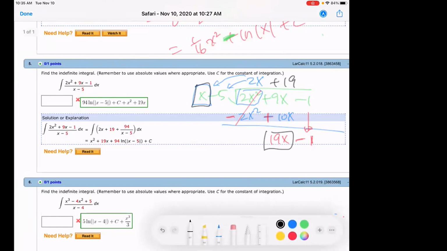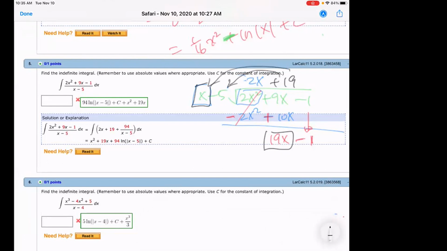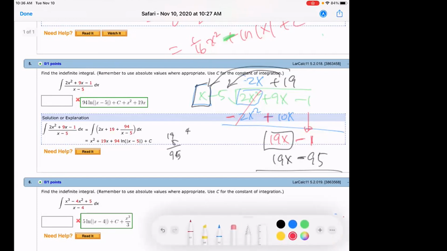Now I'm going to multiply 19 with this. So 19 times x is 19x. 19 times 5 is what? It's 95. Am I right? 19 times 5. Okay, so now I'm going to subtract. So this becomes a negative, that becomes a positive, that cancels out. So I have 95 minus 1, so we get 94.